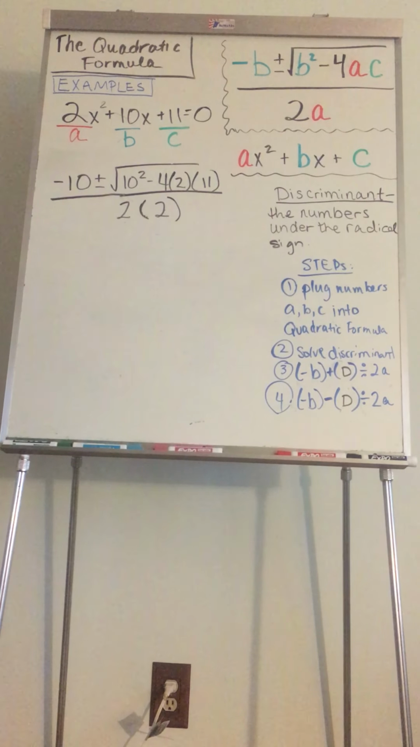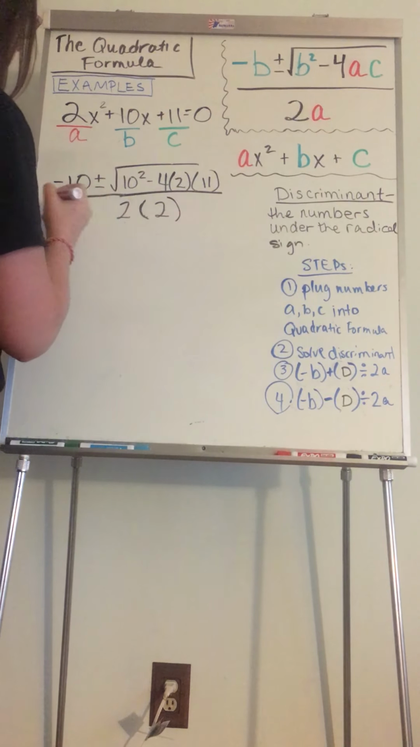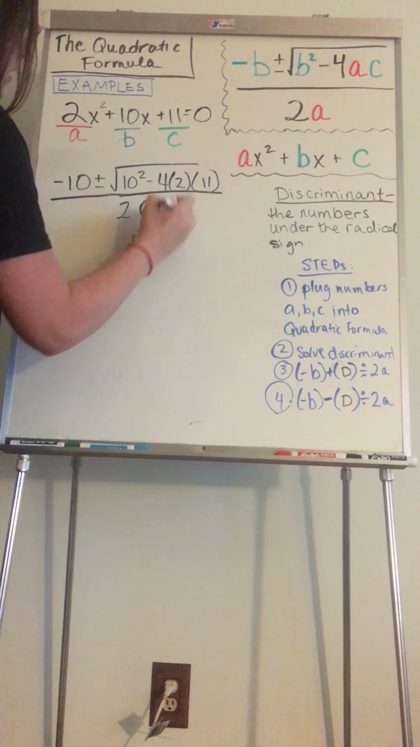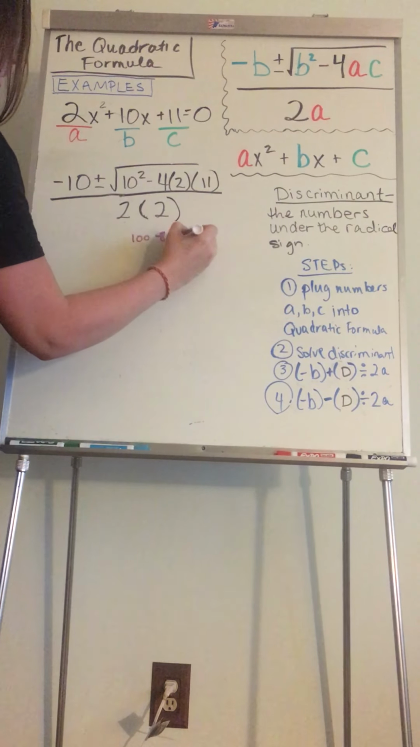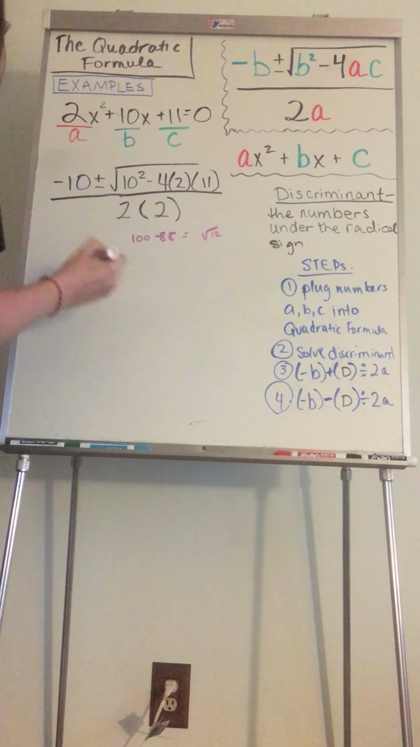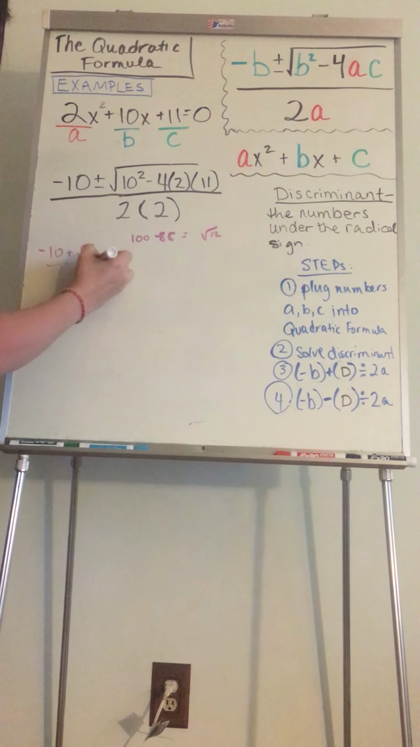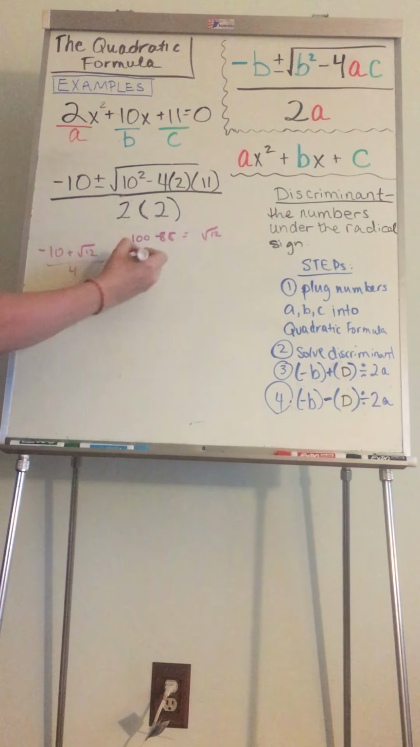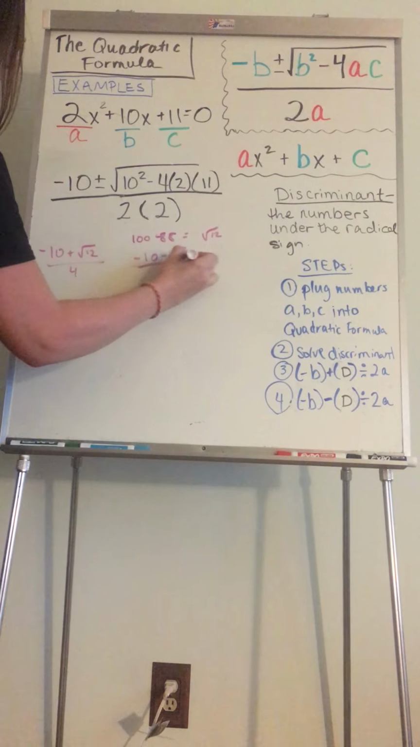Now we're going to solve for the discriminant, or what is underneath the radical sign first. And we end up with, let me use a different color. Use pink. Okay, so we'll simplify. I've got 10 squared is 100, 4 times 2 is 8, 8 times 11 is 88, 100 minus 88 equals the square root of 12. Okay, so my 2 problems are going to be this. I'm going to have negative 10 plus the square root of 12 over 4, because 2 times 2 is 4. And I'm going to have negative 10 minus the square root of 12 over 4.